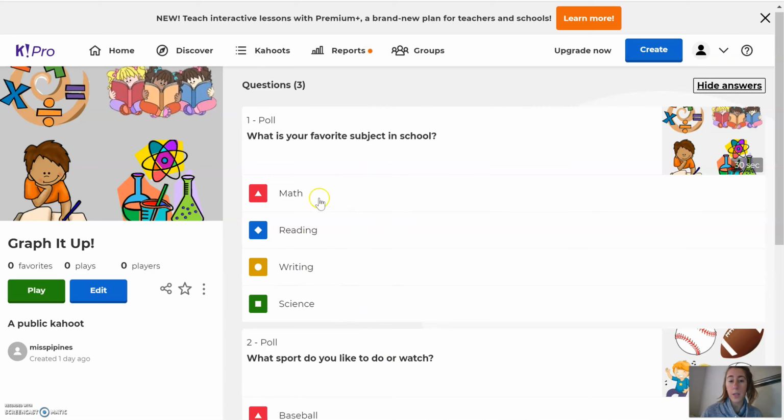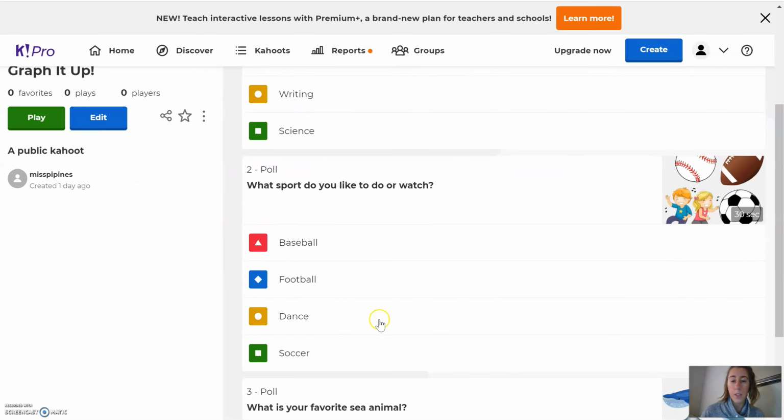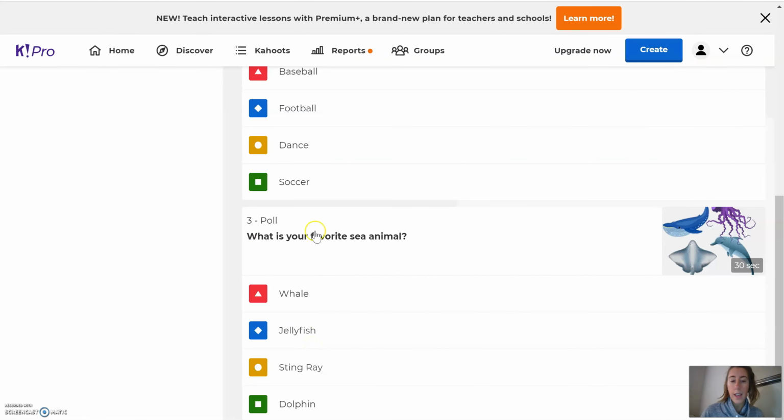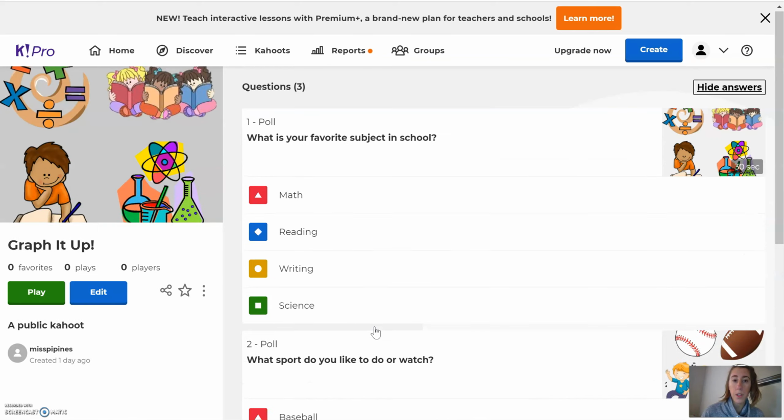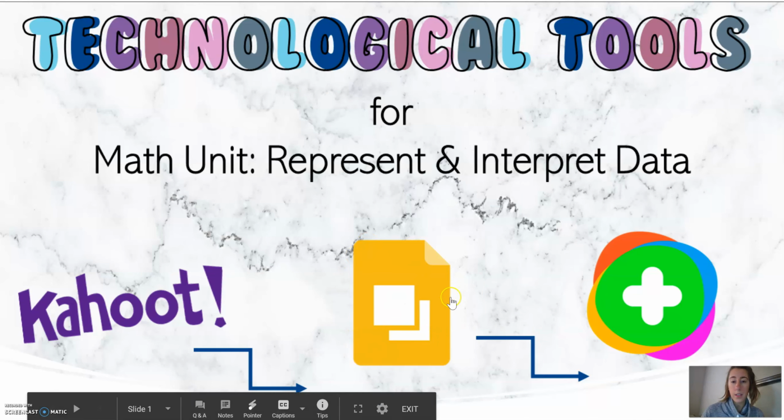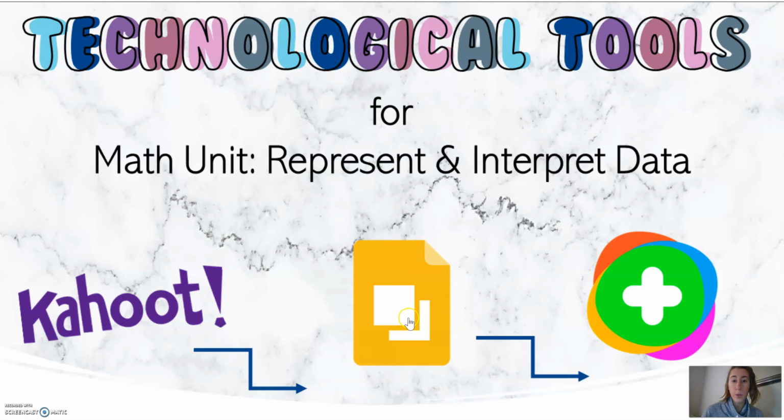And this data I would use for them to make their own picture and bar graphs. Then we have what's your favorite sport to do or watch, and what is your favorite sea animal. So all of these three different polls, all this data would be projected on my board, and then this leads us to our second technological tool, which is Google Slides.